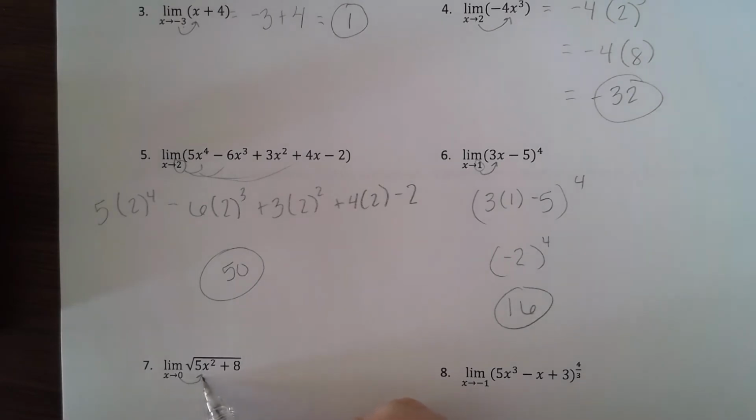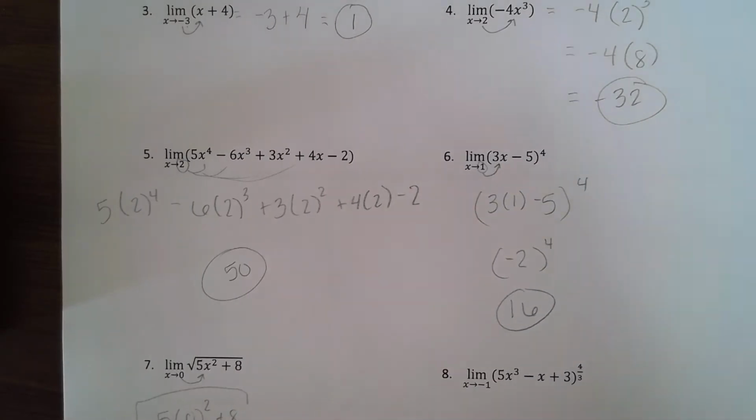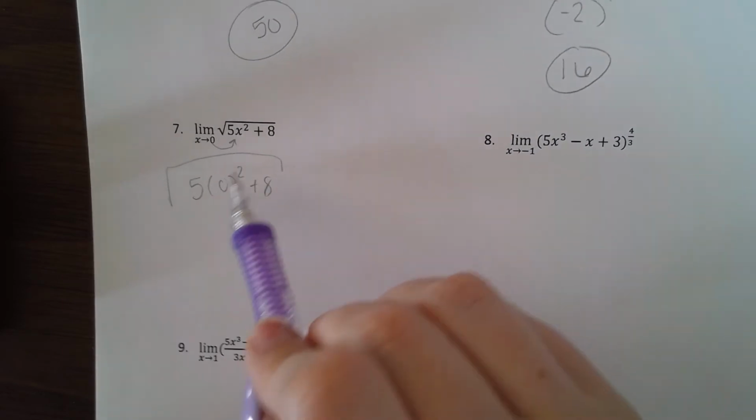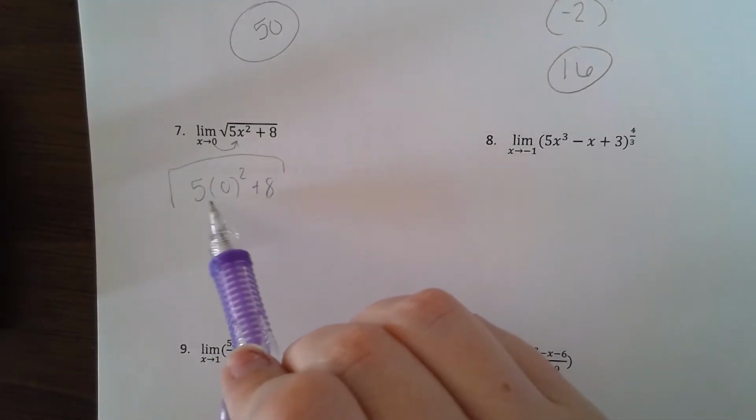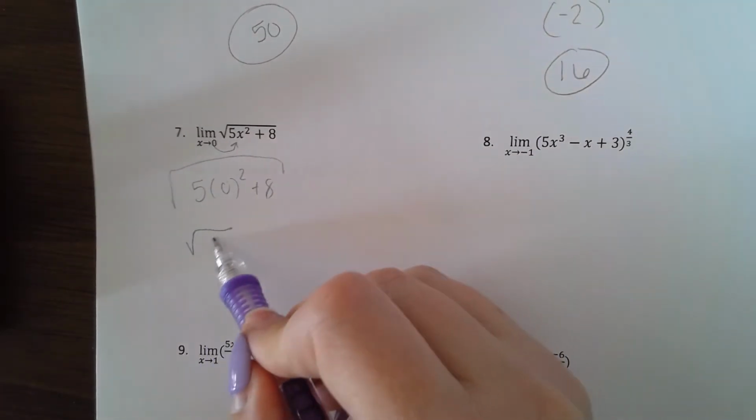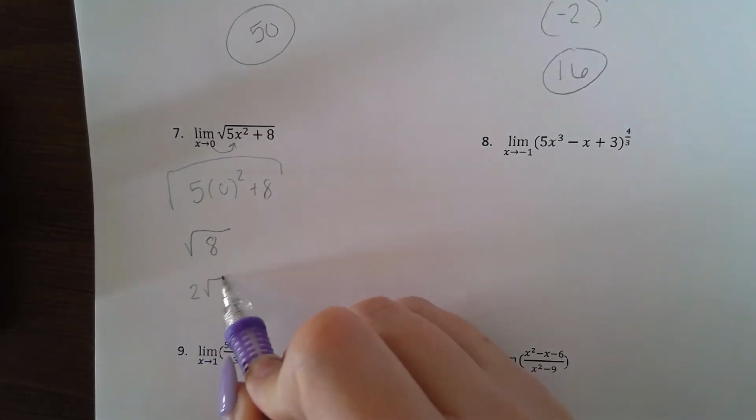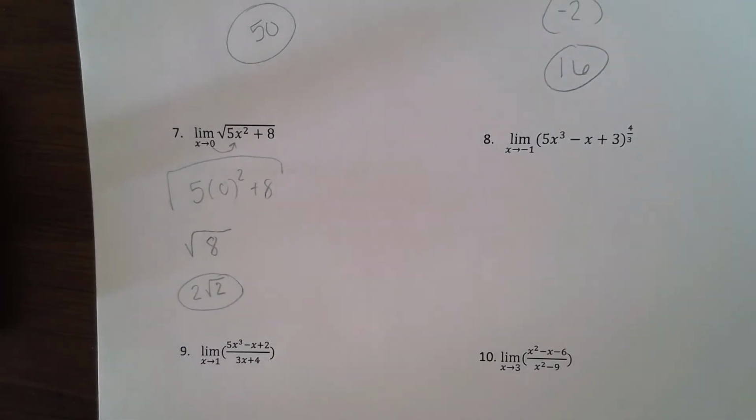So plug the 0 in here. 5 times 0 squared plus 8. It's the square root of that whole thing. Oops, sorry, I didn't realize you couldn't see. 0 squared is 0. 5 times 0 is 0. 0 plus 8 is 8, which simplifies to 2 root 2.